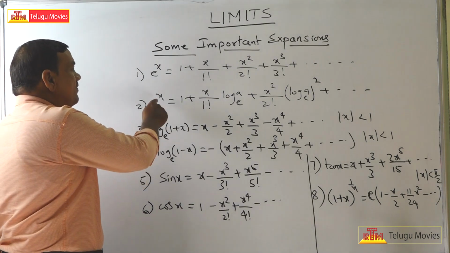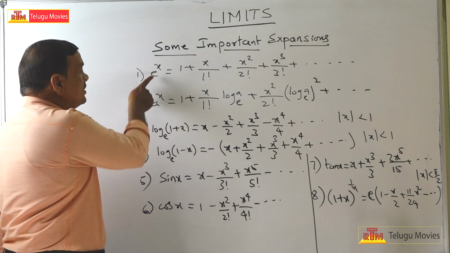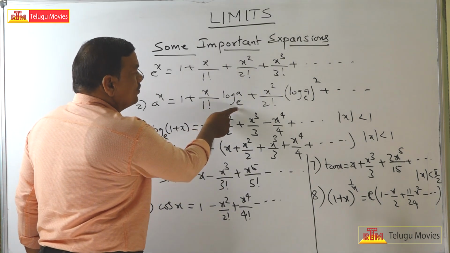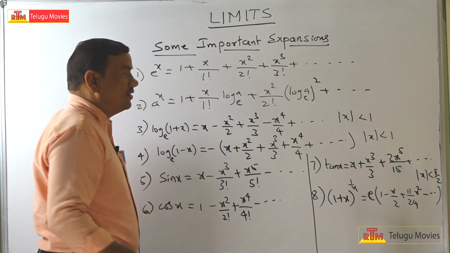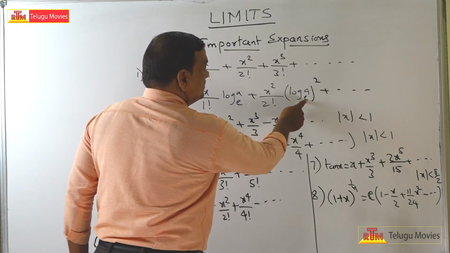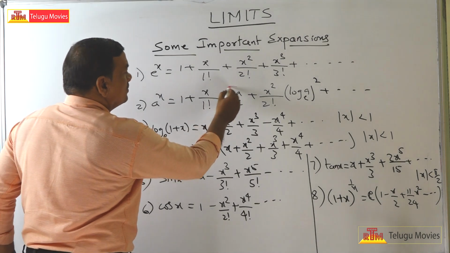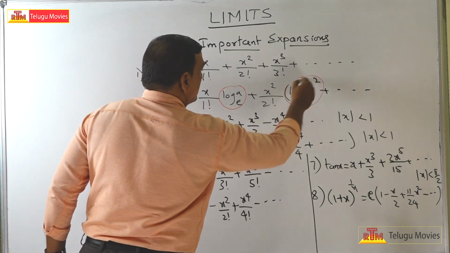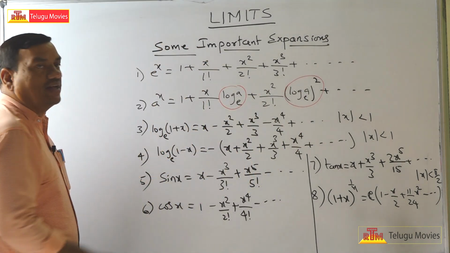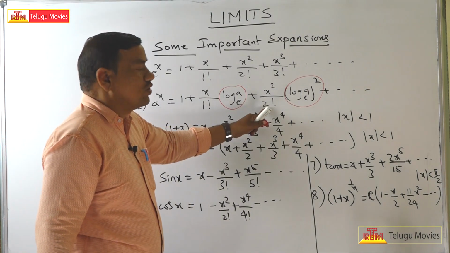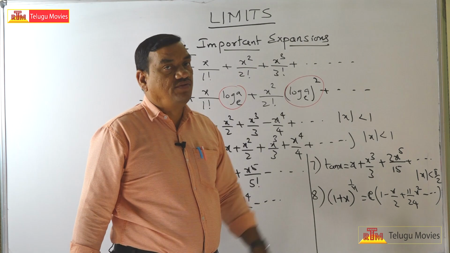So how? Wherever a is there, keep e, and the problem will be over. Here log e to the base e is 1, and log e to the base e whole square is 1 square. That means if you remove these terms, you will get the e power x expansion: 1 plus x by 1 factorial plus x square by 2 factorial plus so on to infinity.